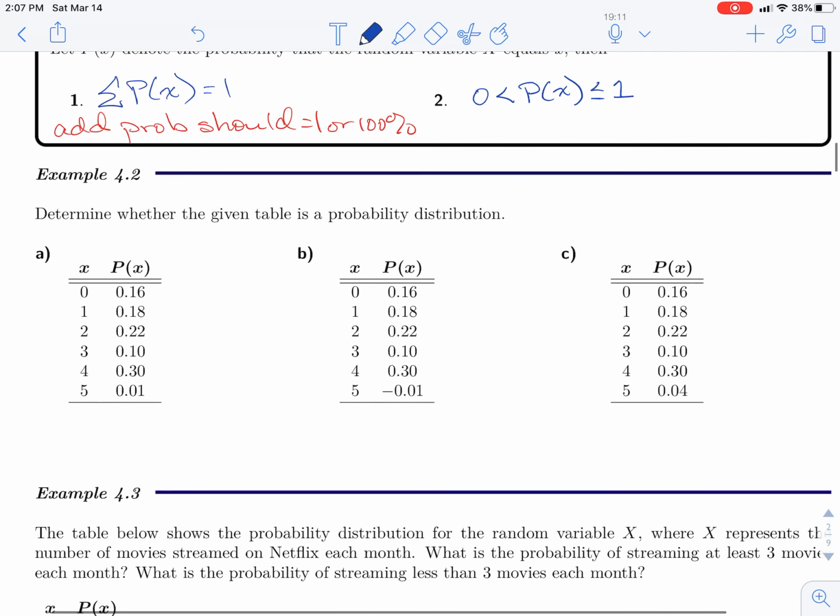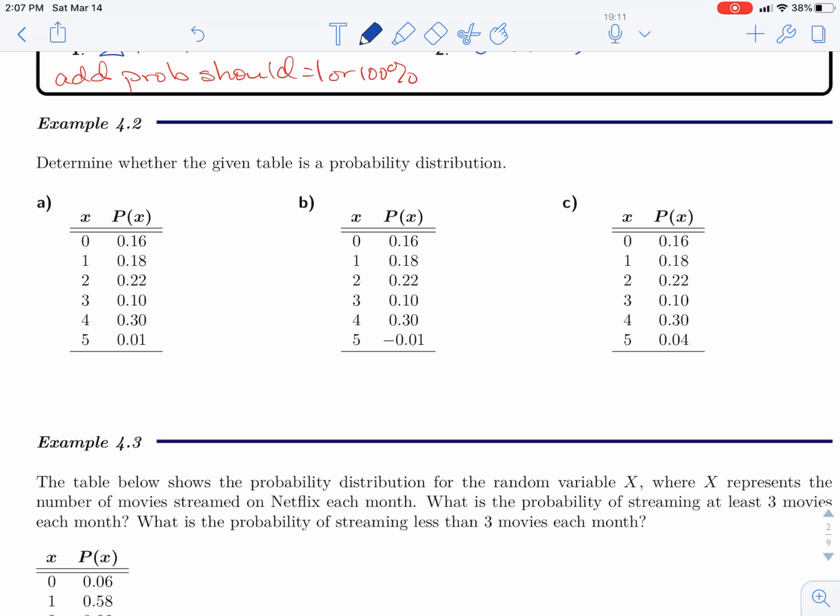So taking a look at these three probability distributions, only one of them is a probability distribution. So if you want to pause the video and try to guess which one it is and determine why the other ones are not, go ahead. But I'll tell you right now, if we add up those probabilities, I think we get like 0.97, and that doesn't equal 1. So this one's not a probability distribution.